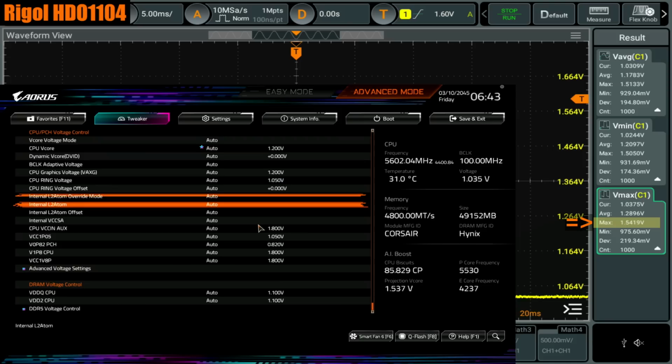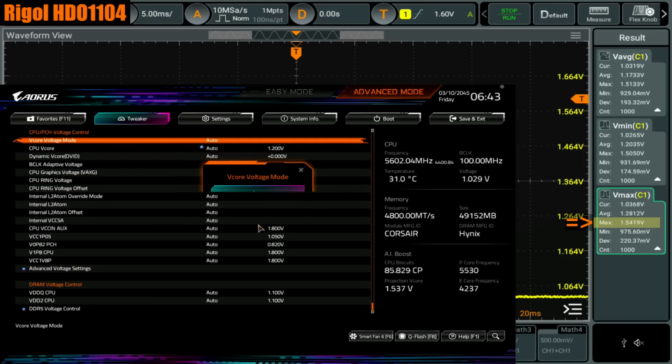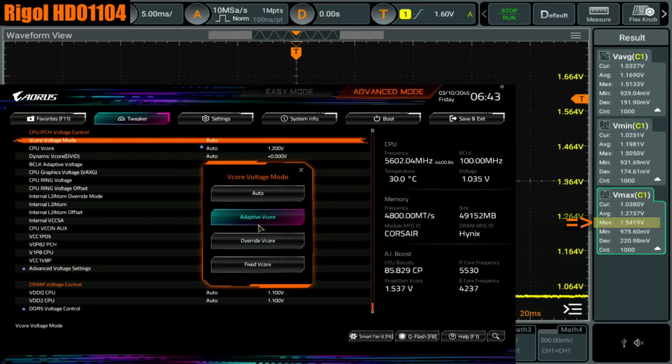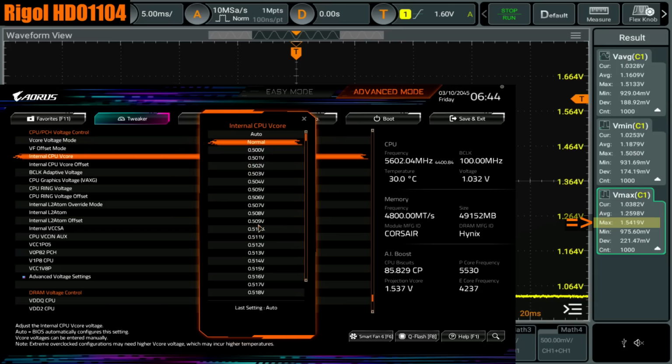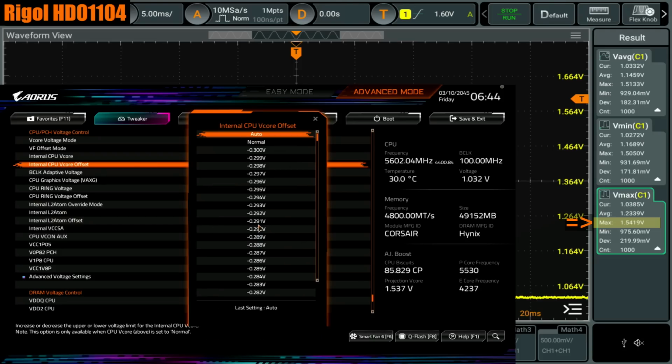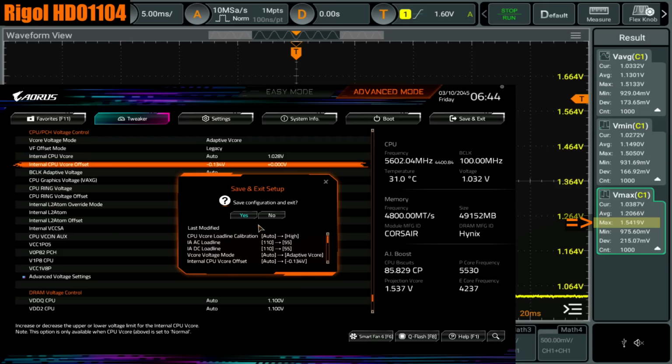And then core voltage mode, adaptive, yeah, legacy's fine. Oh, wait, that's internal vCore. We don't want to change that. We want the offset. I'm going to go for like minus, I don't know, 134. That should be okay.